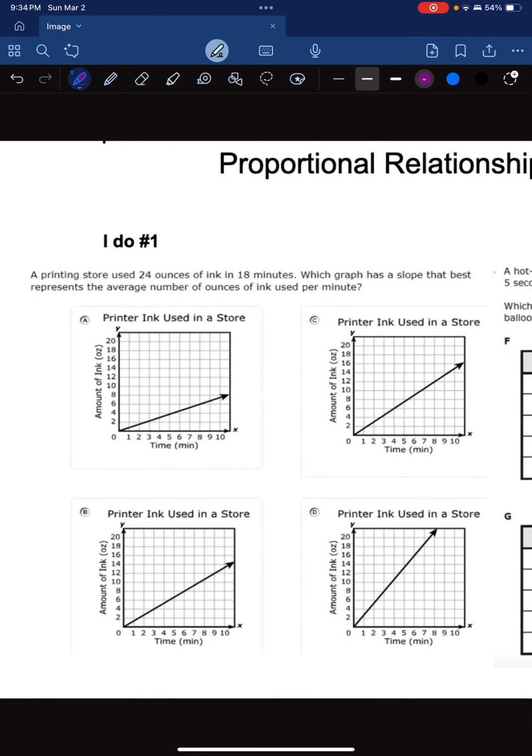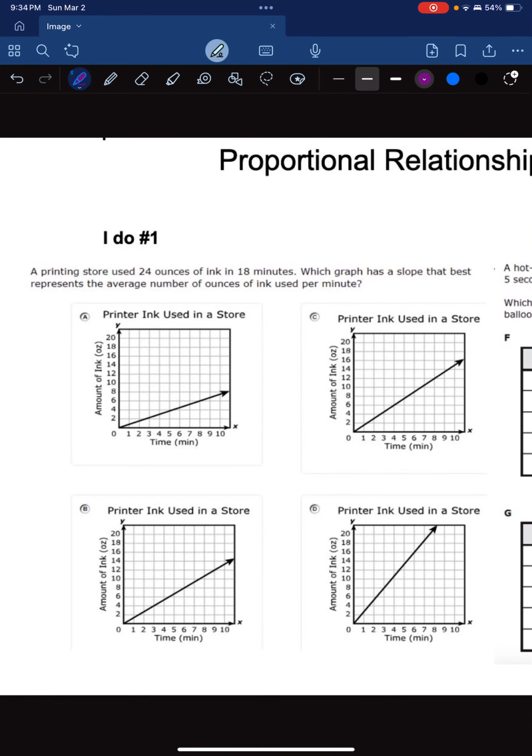I'm going to show you how to complete a word problem on unit rate. So a printing store used 24 ounces of ink in 18 minutes. Which graph has a slope that best represents the average number of ounces of ink used per minute?